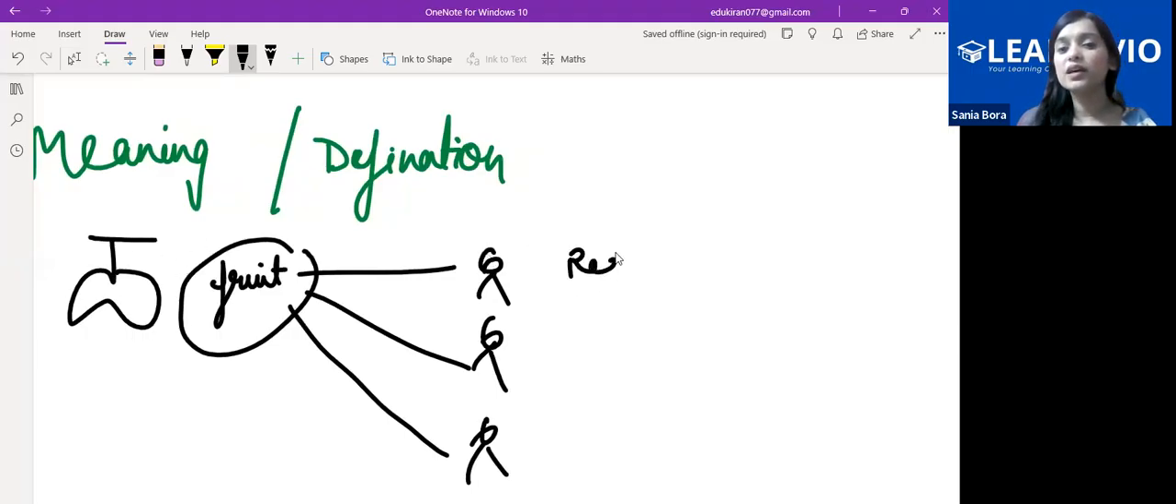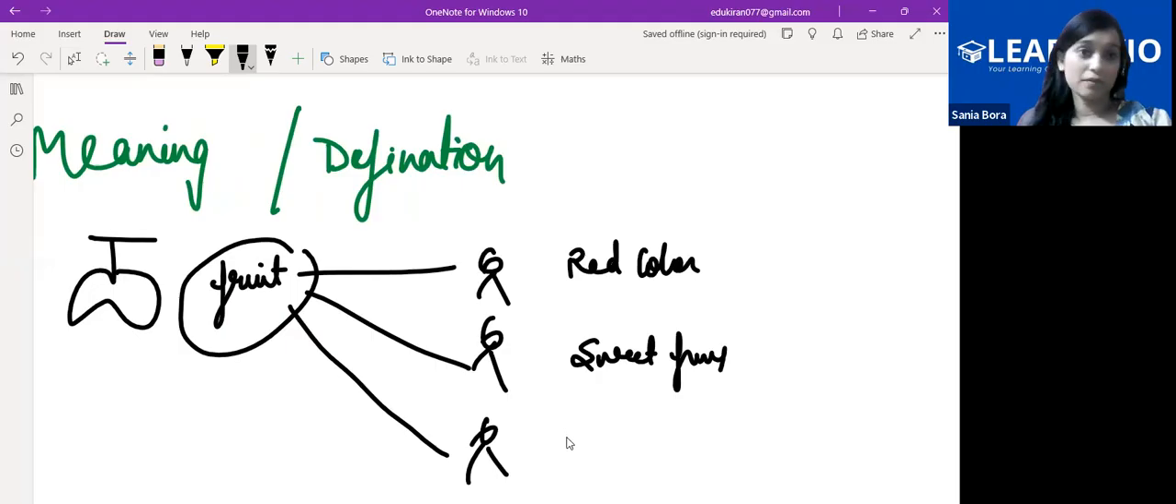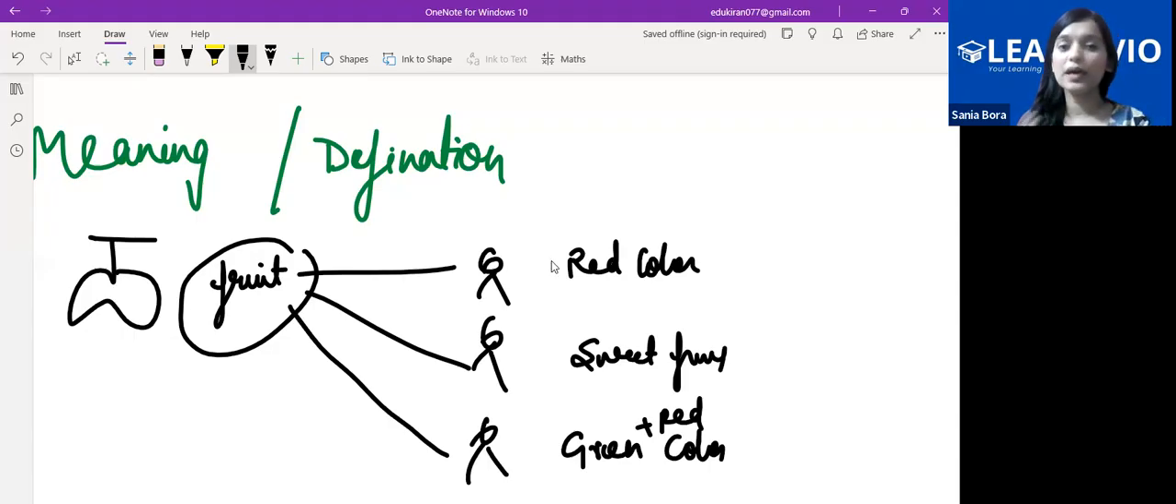You will say, ma'am, this is a red color fruit. Your friend will say, ma'am, this is a sweet fruit. Another friend might say, ma'am, this is a green color fruit, or you can say green plus red color fruit. So there are different opinions. This is definition: according to Ibrahim, this is a red color fruit. According to somebody else like Ayush, this is a sweet fruit. According to Hina, this is a green plus red color fruit. So you can see this is a definition that someone has defined.